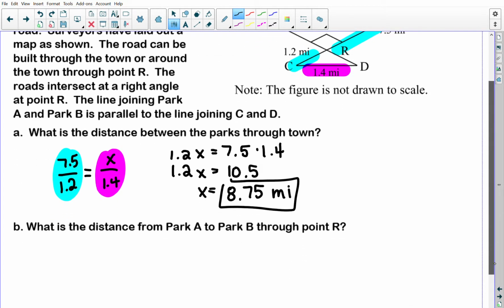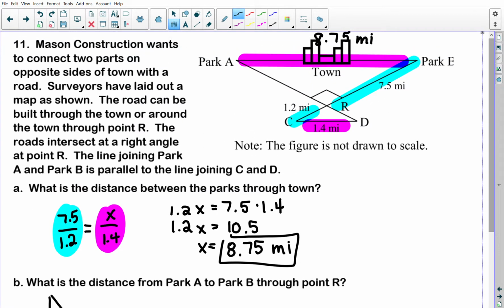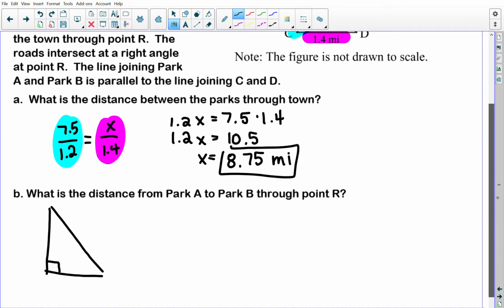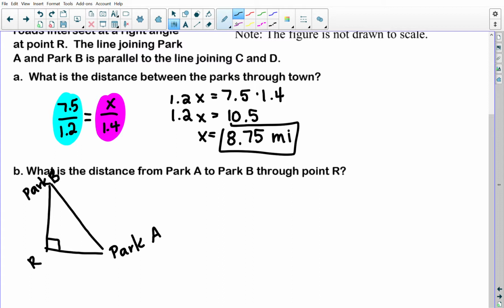Okay, well, if I come down here, if they want to go through point R, that's okay. If I look at that picture, I am going through a right triangle. So you might say, how am I supposed to find this? But if you go back and see that we have a right triangle, we can work with that. This would be Park A over here. This would be R, and this would be Park B. And I can even highlight in my picture to match those pieces.